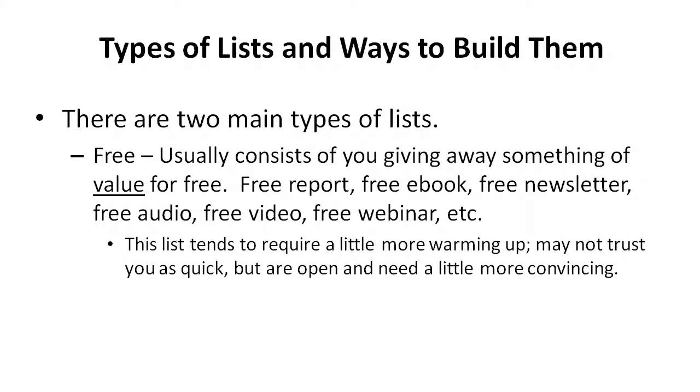Now, this type of list tends to require a little bit more warming up, meaning that they sign up onto your list and you have to warm them up and get to know them better through your autoresponder, and you can do everything automated through your autoresponder system. Now, they may not trust you as quickly as they would the other list type, but they are open. They've already taken the initial step to sign up on your list, but they just need a little more convincing.